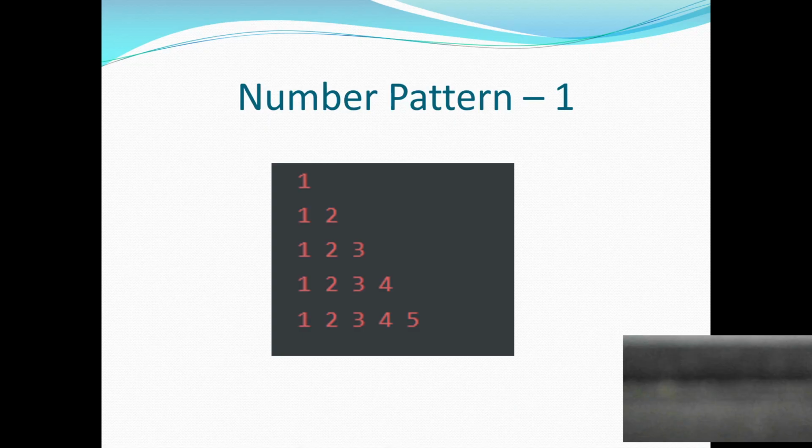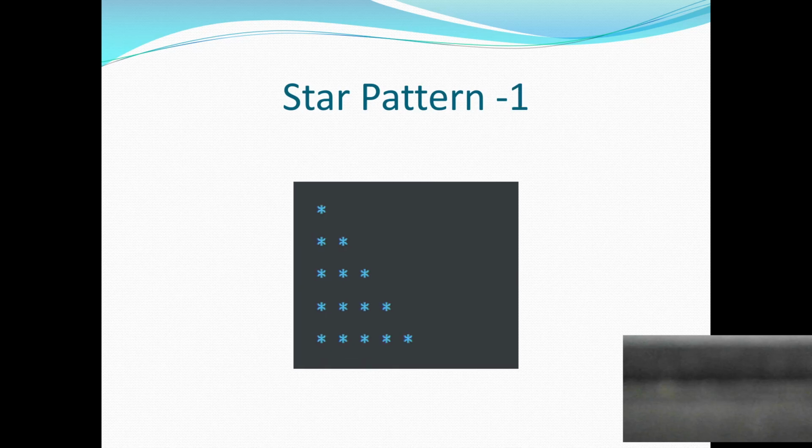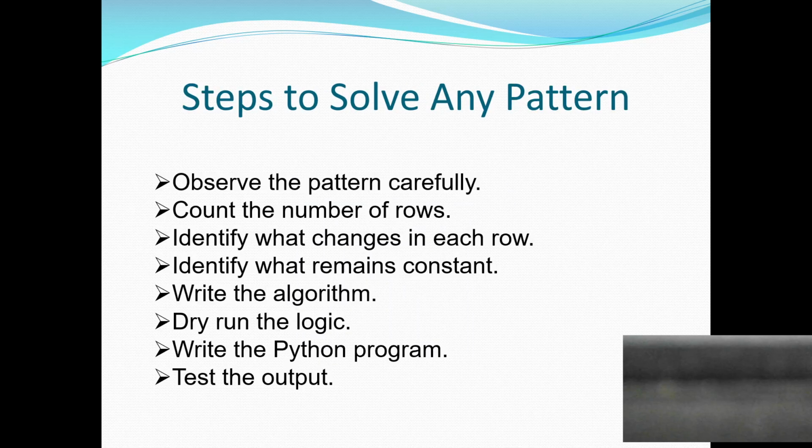So let's have a quick recap of our pattern solving strategy. First, observe the pattern carefully, count the number of rows, identify what changes, identify what remains constant, write the algorithm, dry run the logic and write the Python code. After that, test the output. Don't memorize the pattern programs. Instead, memorize the thinking process. It will help you solve not just today's patterns, but new patterns in the future. Now that we know how to approach a pattern, it's time to write our first star printing using nested loops. So let's begin with star pattern 1.